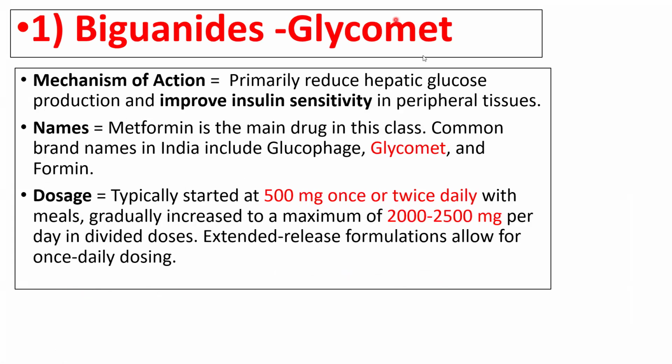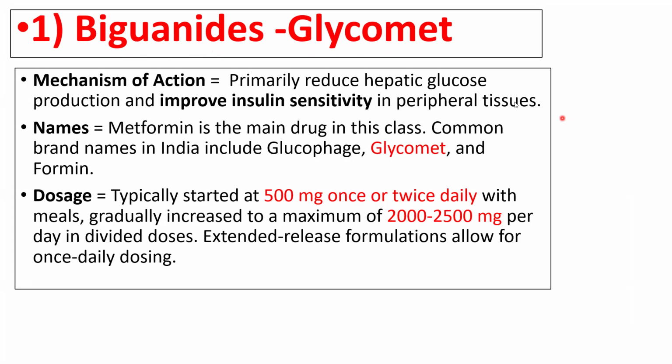Now, mechanism of action. First is a biguanide. The famous medicine is glycomet. Very commonly used in practice. If you visit any doctor as an observer in any clinic, any hospital, you will see many patients taking glycomet. Glycomet is a type of biguanide. Glycomet. What are they doing?